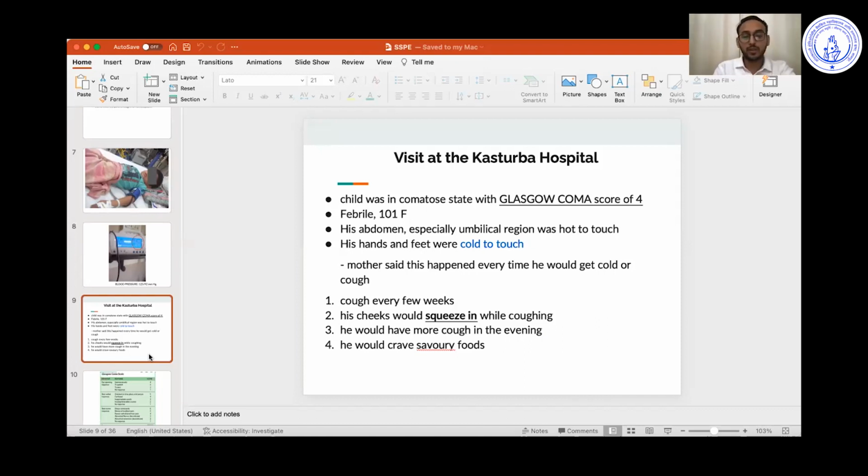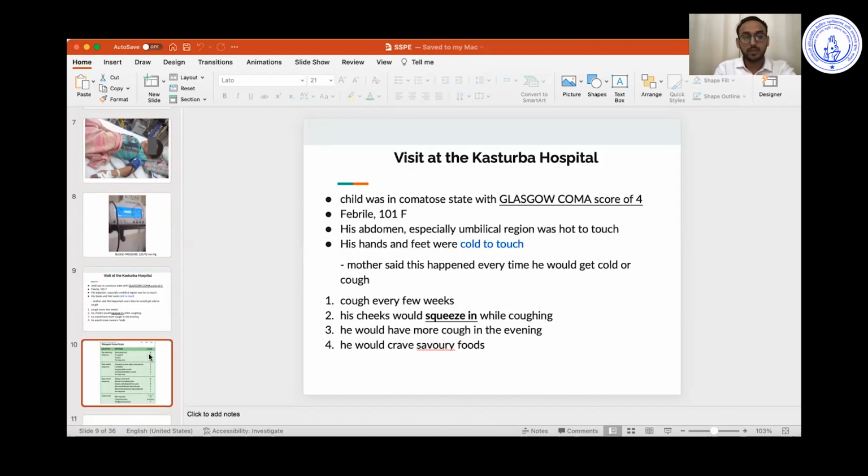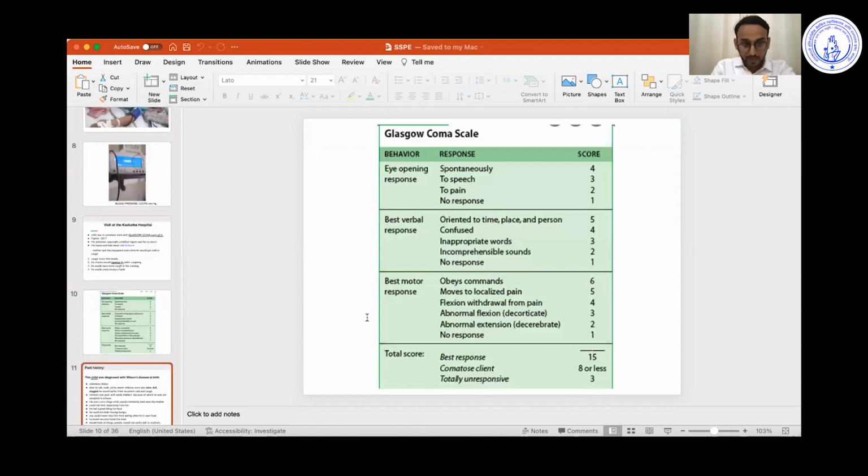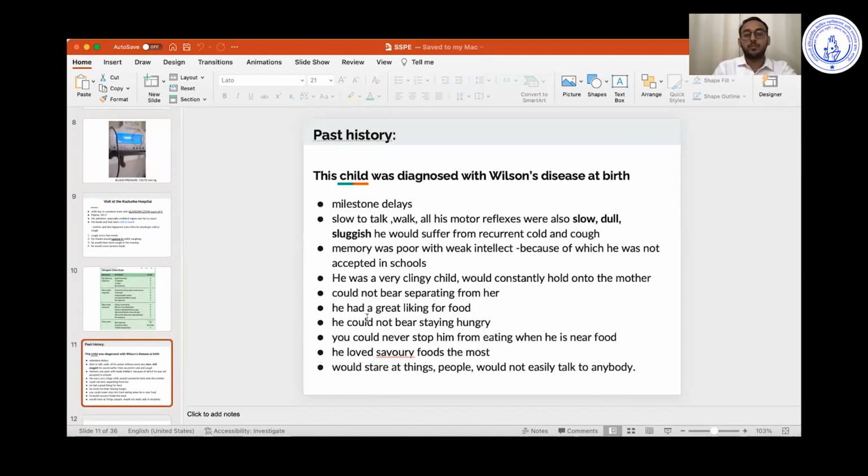So we confirmed with the patient's parents whether it was happening for the first time, or whether he used to get these symptoms of cheeks going in before also. Then his mother said that whenever the child gets a cough, he has this symptom of cheeks squeezing in, which was very peculiar for us. Then we started asking the parents to understand the past history of the child.